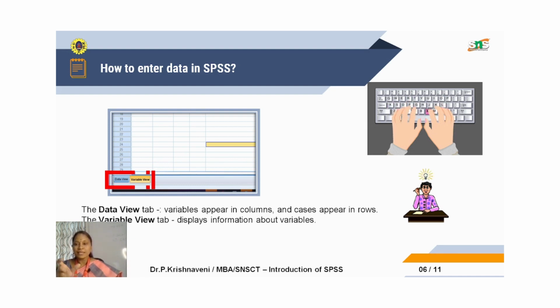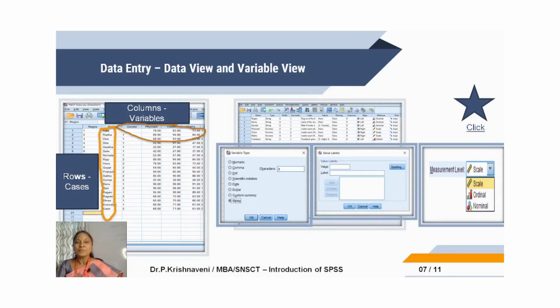That's why the variable view helps us: the information about the variables is displayed in the variable view, and the data themselves are displayed in the data view. In the data view, cases appear in the rows, and in the variable view, the information about the variables is displayed in the rows. So the columns are variables and the rows are cases.